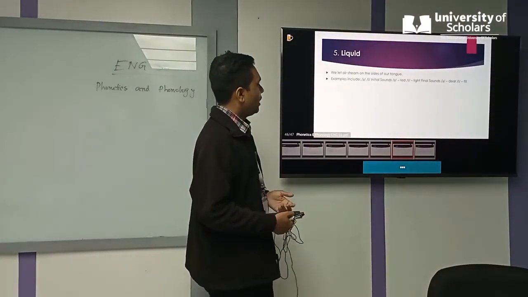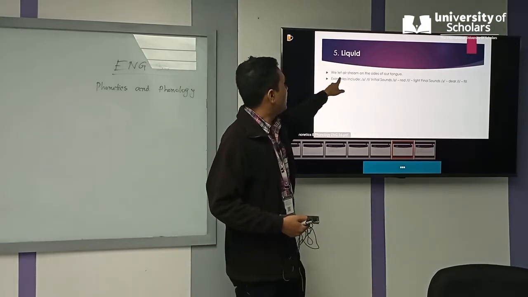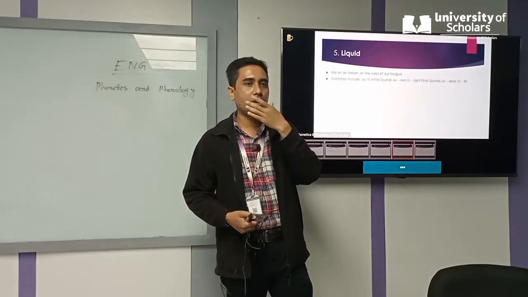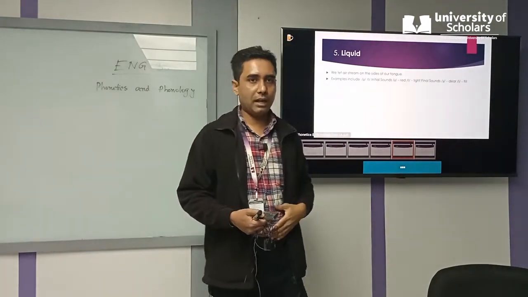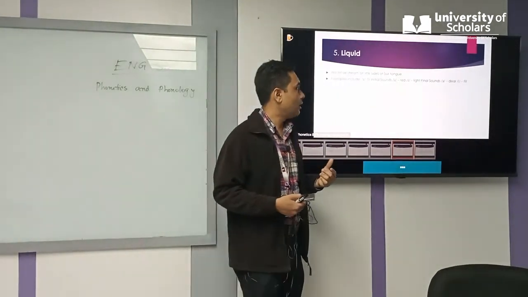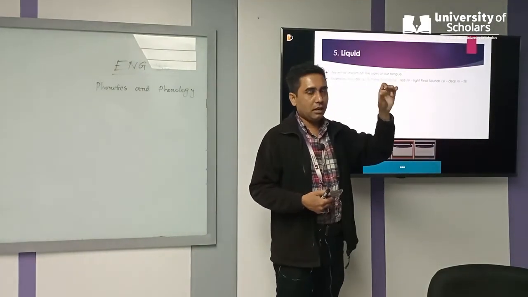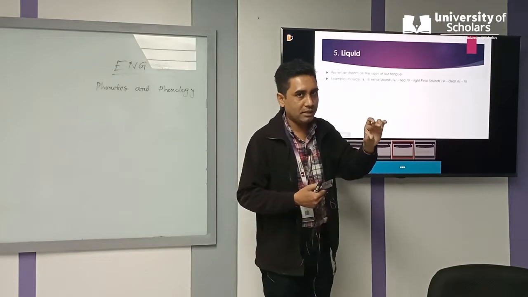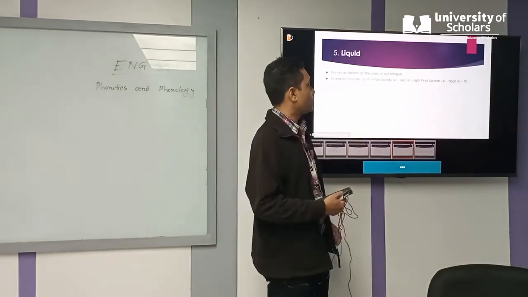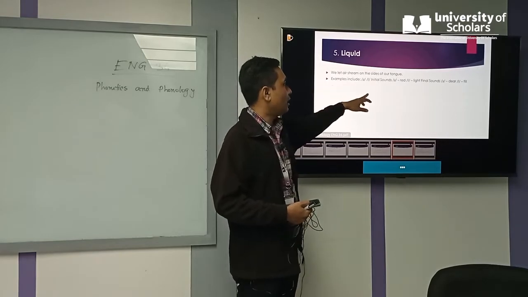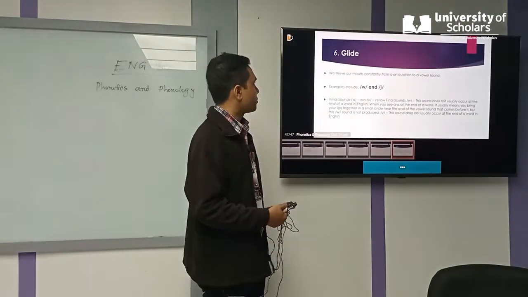Liquid: ra, la, ra, la. We let air stream on the sides of our tongue. Air comes along the sides of our tongue, with two sides, ra, la. For example, red, where the tongue is in the middle, and air is coming from both sides of the tongue. That's why these are called liquid sounds. La, ra. These two are liquid sounds.